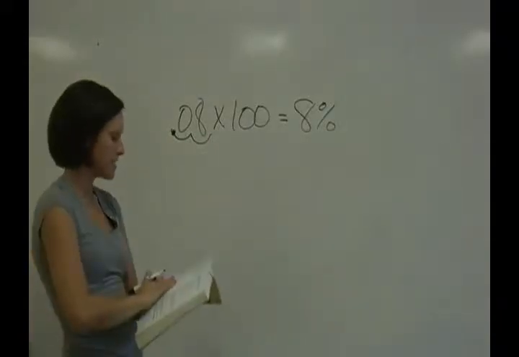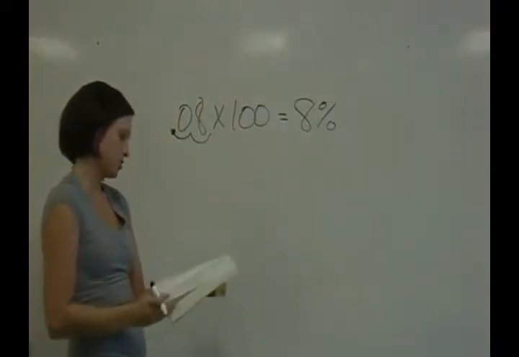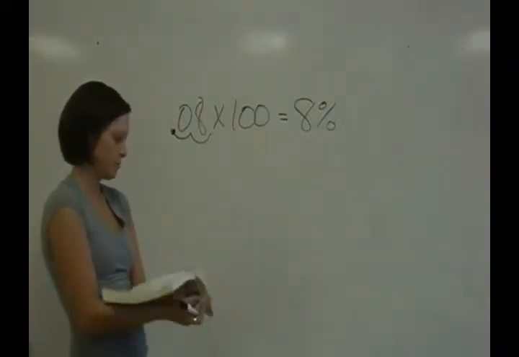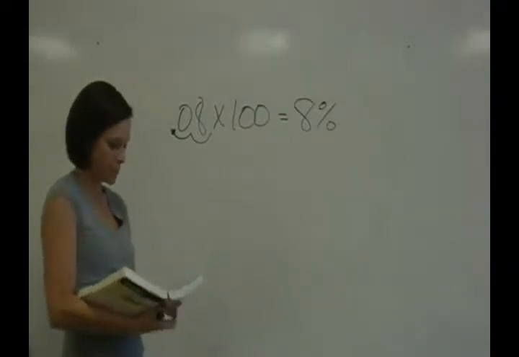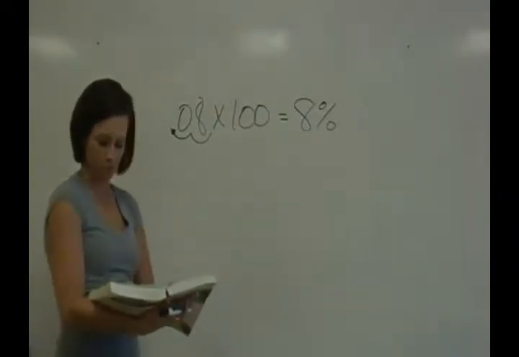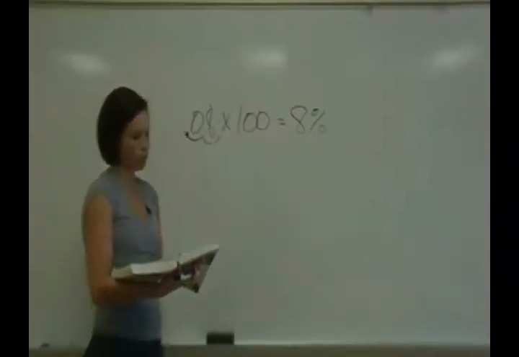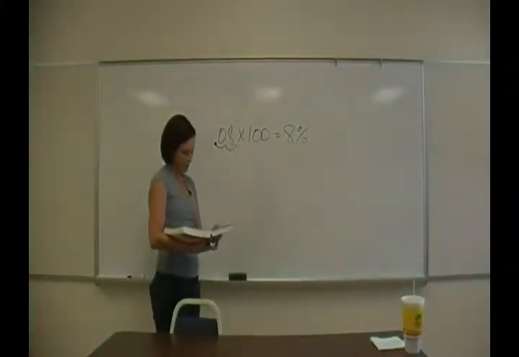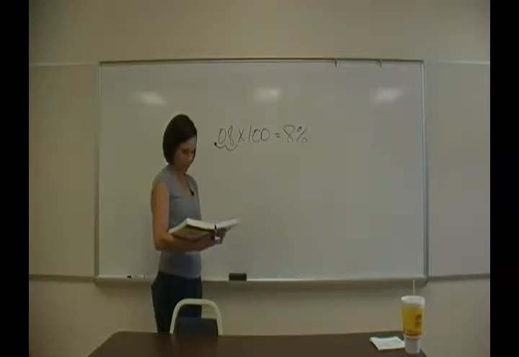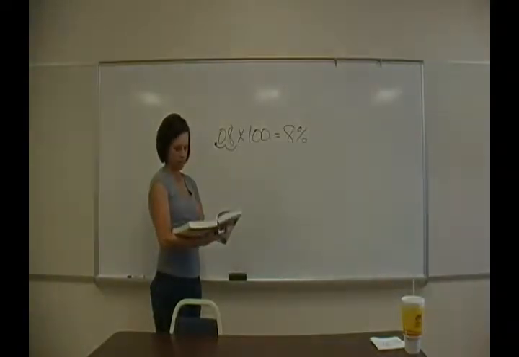All right, so that sums up our percentages. Now next we're going to talk about radicals, which is on page 416. I'd like you to read 416 to 417, and we'll do problems 1, 8, 13, and 19.